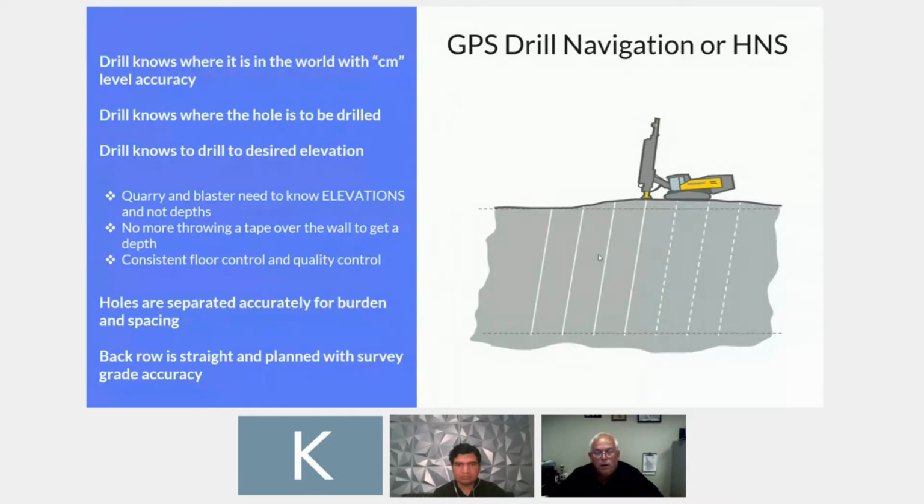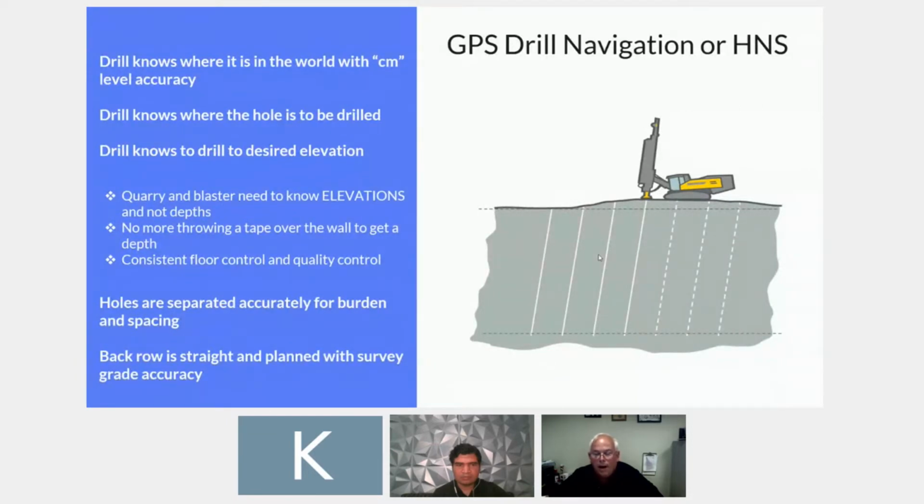And now elevations become really critical. If you have geological logs of where you're at, those elevations make it so you can now split the benches closer to a quality seam as opposed to wherever the rock's breaking to. There's no more throwing a tape over the wall or using a burden pole. You get consistent floor control and good quality control. And floor control helps everybody by having better haul roads and diggability. You don't have to worry about toes as much because you're always drilling to the right elevation and not the right depth. Holes are separated accurately for burden and spacing.